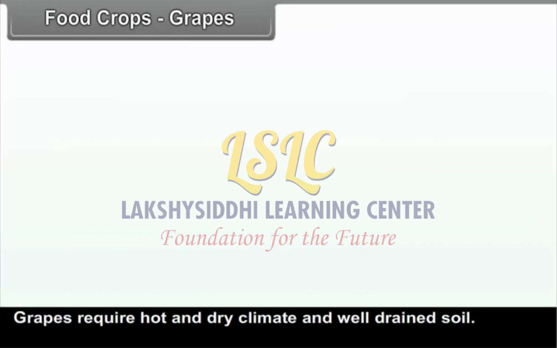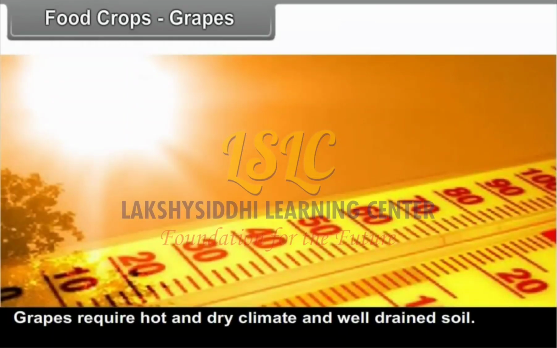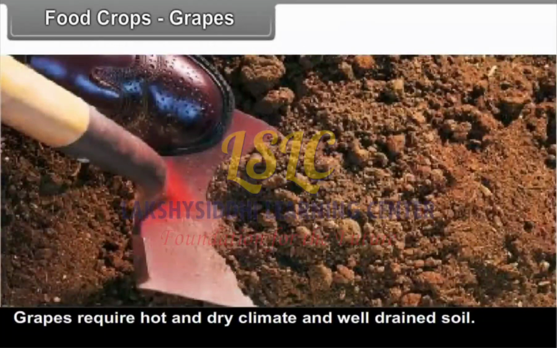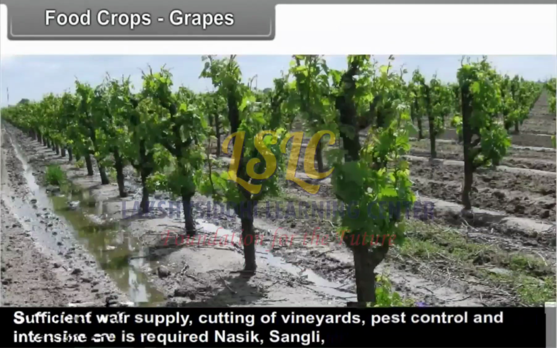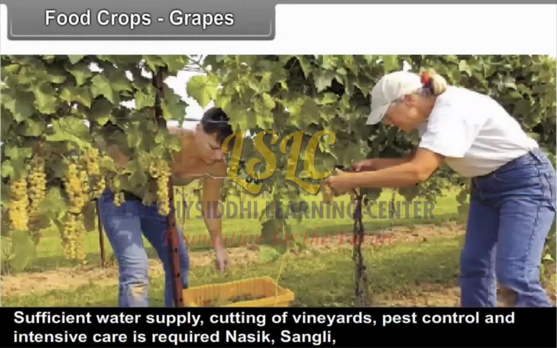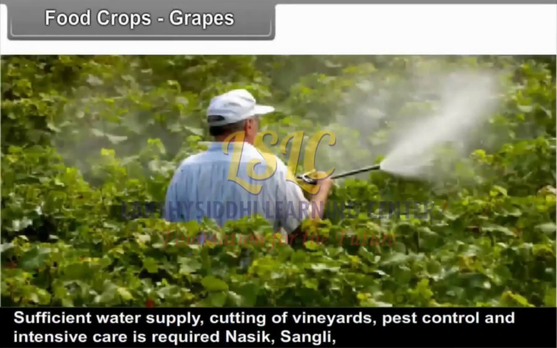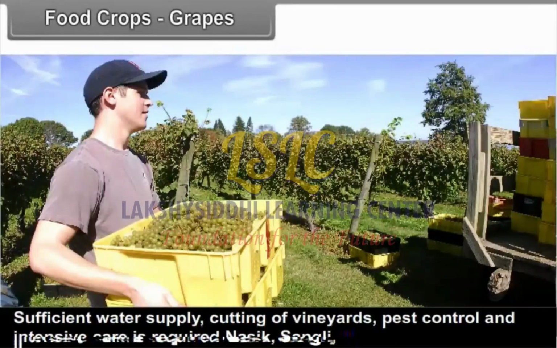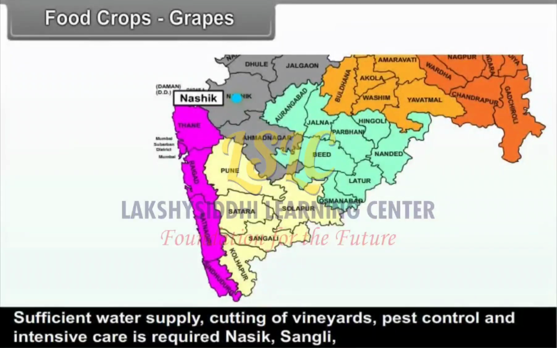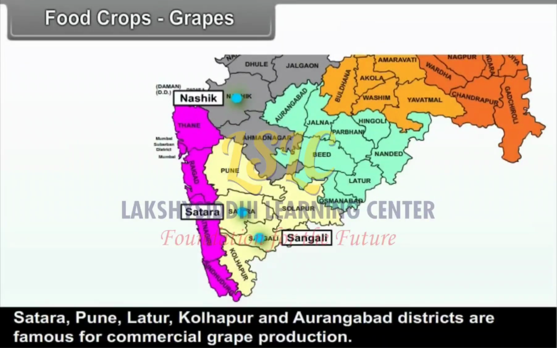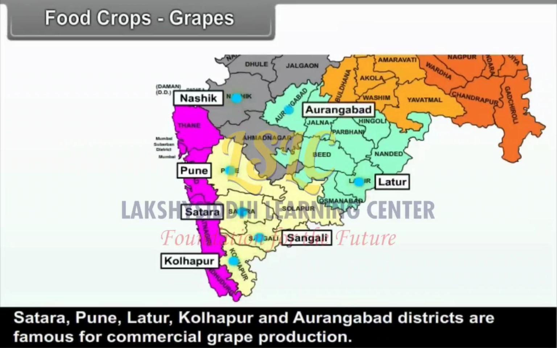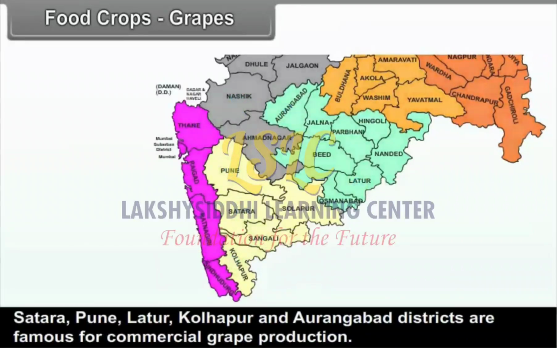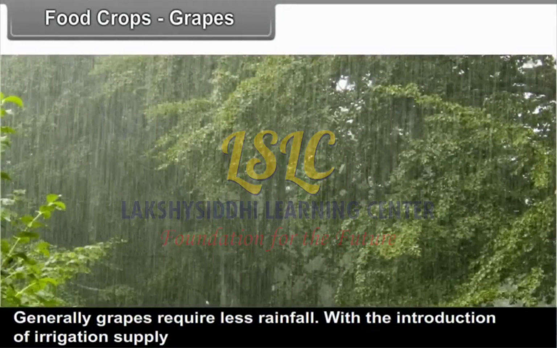Grapes. Grapes require a hot and dry climate and well-drained soil. Sufficient water supply, cutting of vineyards, pest control and intensive care are required. Nasik, Sangli, Satara, Pune, Latur, Kolhapur and Aurangabad districts are famous for commercial grape production. Generally, grapes require less rainfall.